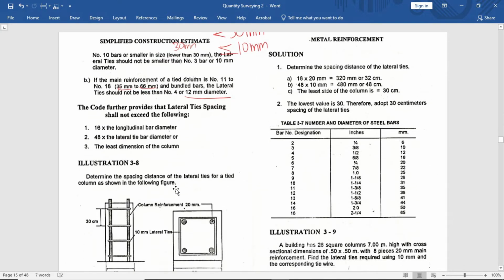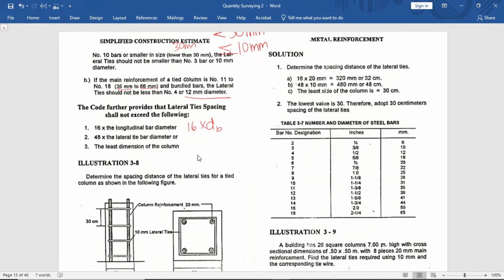So, the code further provides that the lateral ties spacing shall not exceed the following. So, first condition ay 16 times the longitudinal bar diameter. So, ibig sabihin lang ito yung main bars natin. So, 16 times the diameter of the main bar. Diameter ng main bar natin.